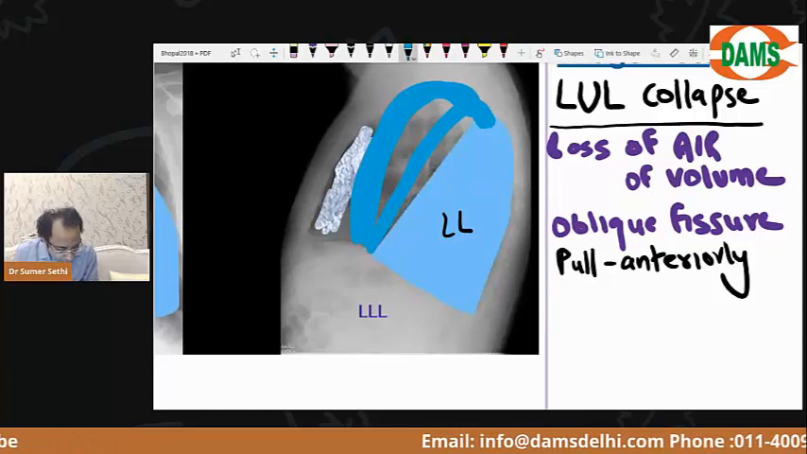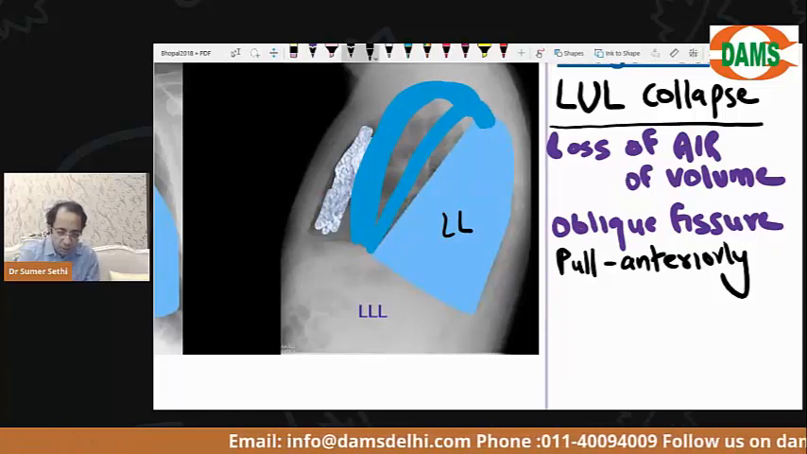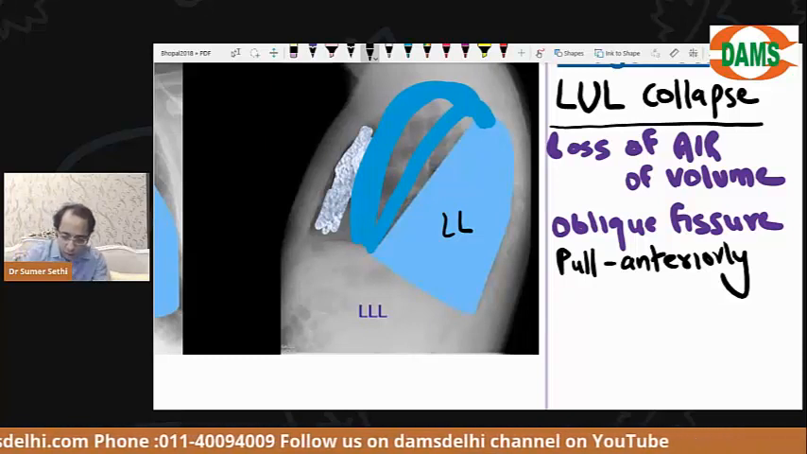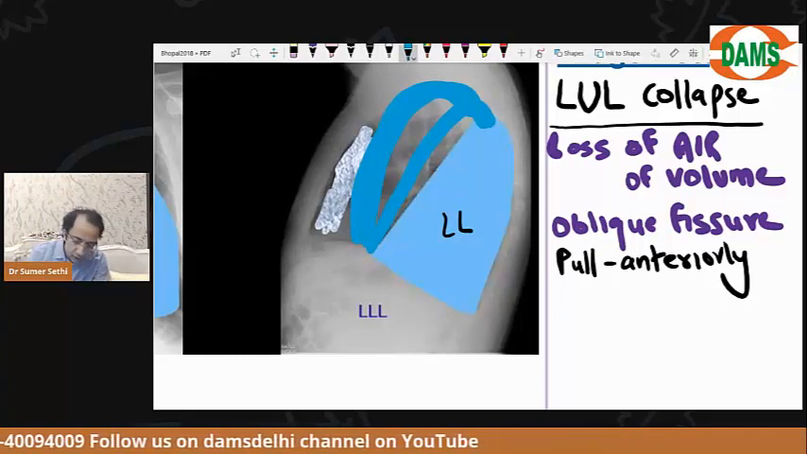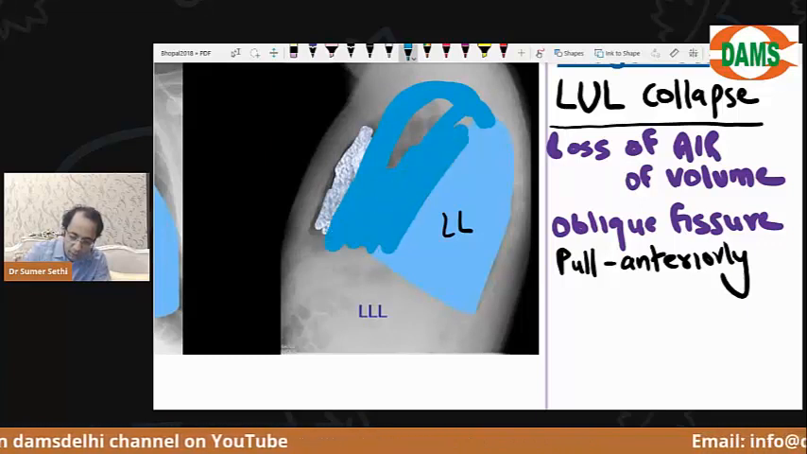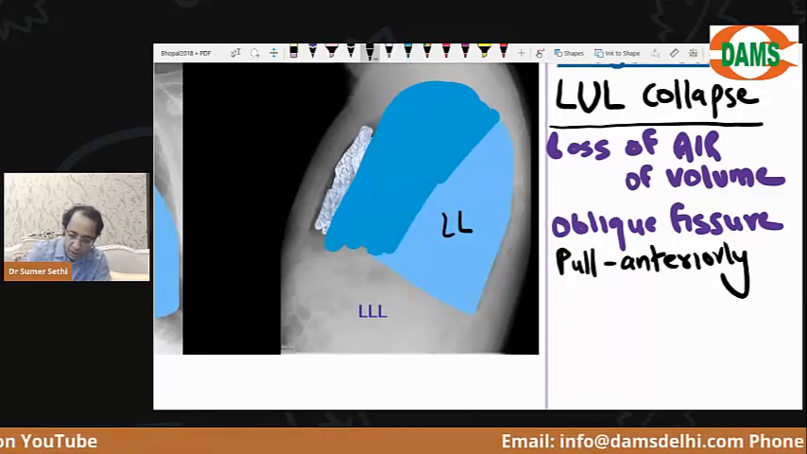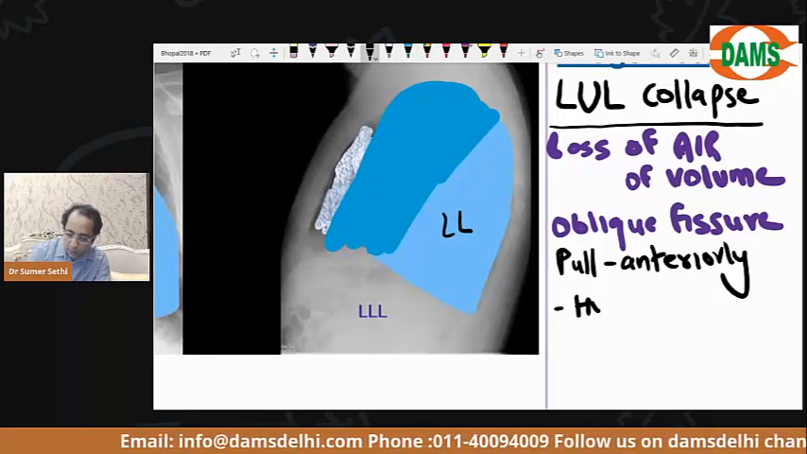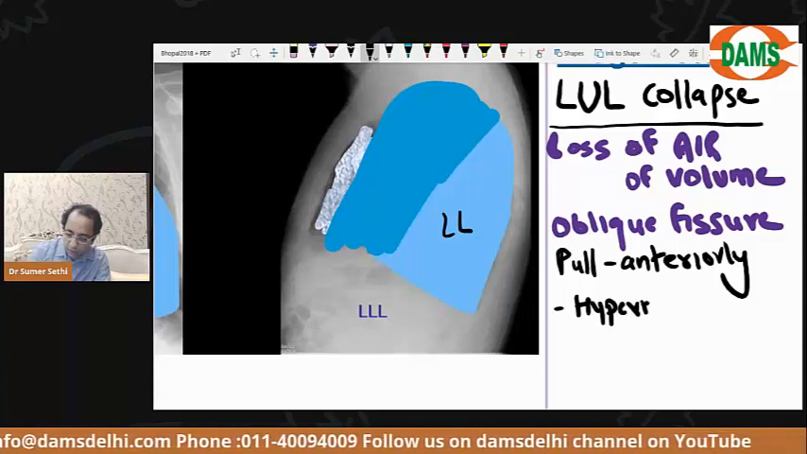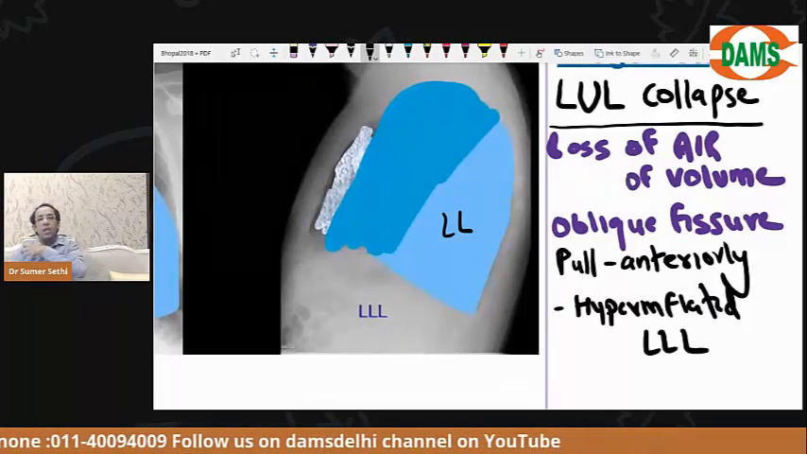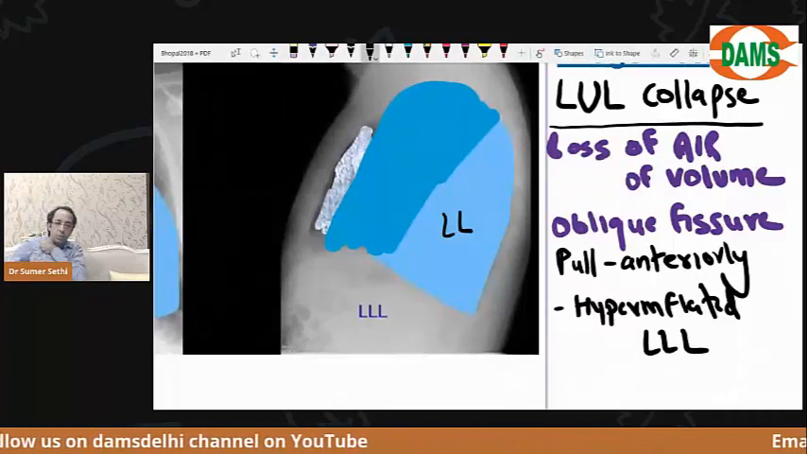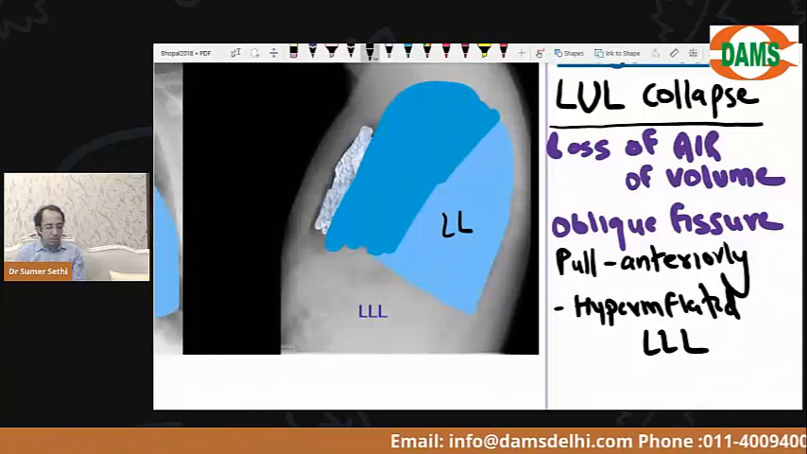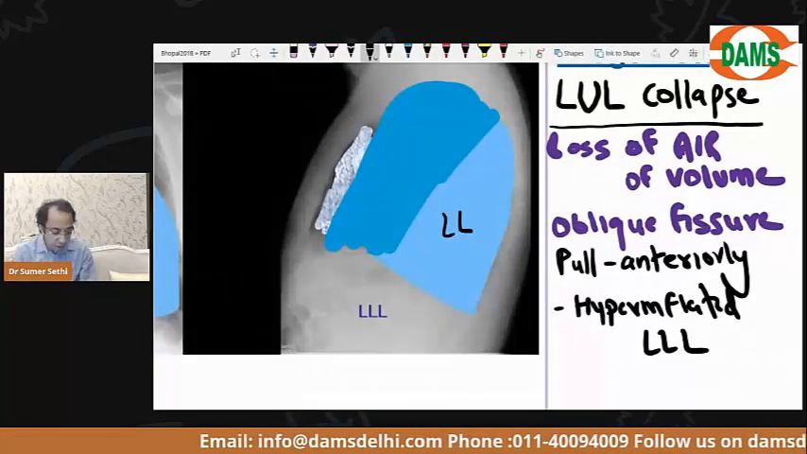Okay. Now tell me, when the oblique fissure is pulled anteriorly, what will happen to the lower lobe? The lower lobe will start developing compensatory hyperinflation. The lower lobe will become हाइपर इन्फ्लेटेड. ठीक है. In the lung, if one area becomes small, the other area will expand to cover up that space. The lower lobe will develop compensatory hyperinflation. Okay, so are you clear with this much?